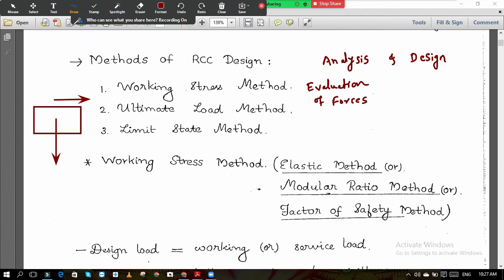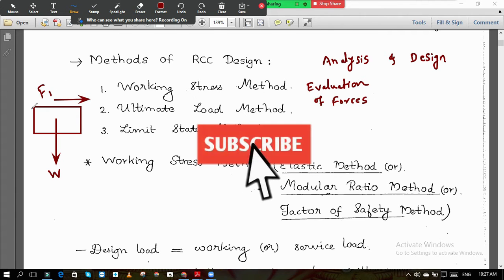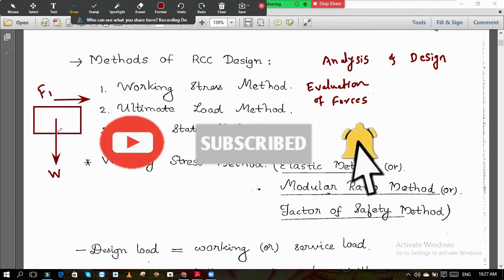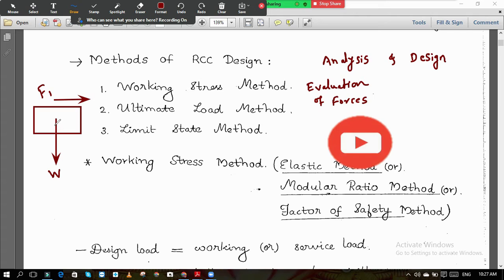Let this force be F1, and its weight is W. So what is the value of this F1? What is the value of this W? Unless and until we evaluate all the forces acting on any member, we can't design that member. Whatever the member may be, beam, slab, column, footing, the evaluation of the forces, finding out the values of those forces, comes under analysis. That is called analysis.